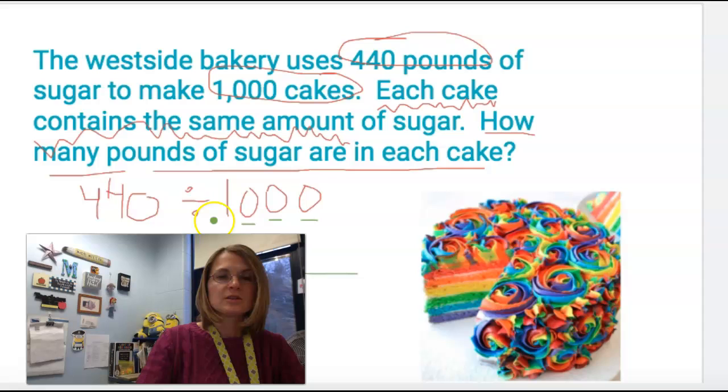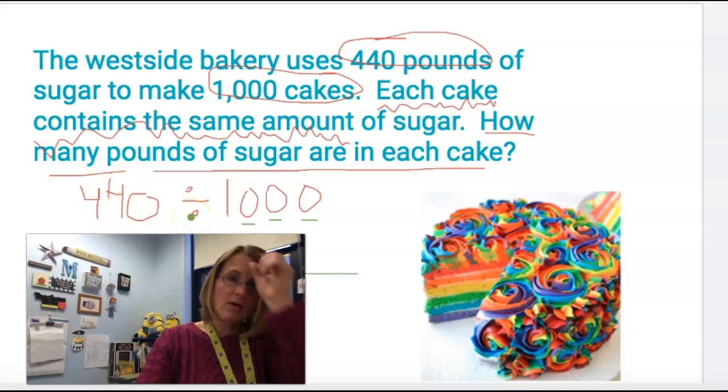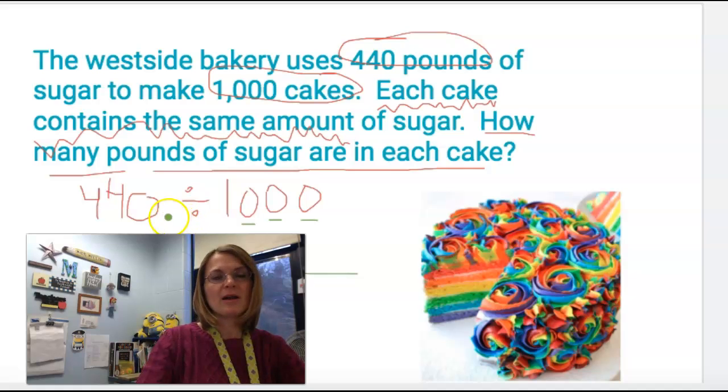So we're going to move our decimal to the left. All right? So what that means now is, well, where's a decimal in 440? Well, if there's no decimal written, the decimal automatically goes at the end of the number. So the decimal would be here. So we're going to go 1, 2, 3 places, and it's going to move from the end to the beginning of the number. So that means that each cake is going to have 440 thousandths of a pound of sugar in it.